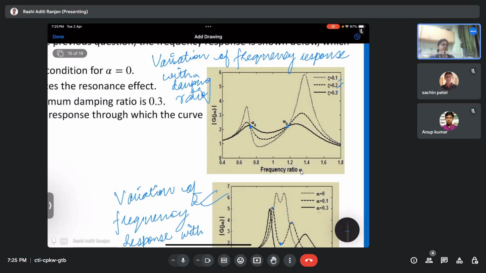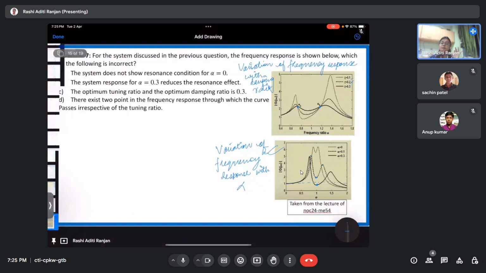Okay, so from this, what do I get? From this, I get that with the increase of damping, I'll have a decrease in the amplitude or the transmissibility ratio. And with the increase of my tuning ratio also, I'll see that there is a reduction of the amplitude or the transmissibility ratio. Right.